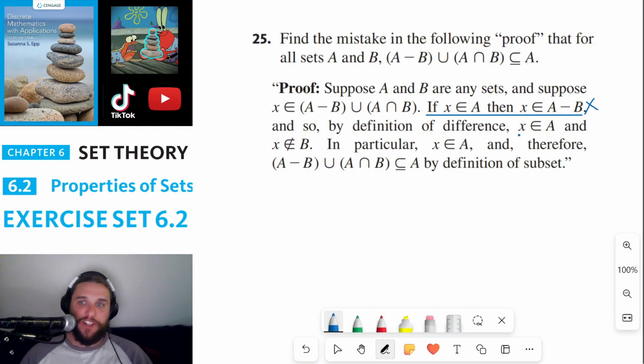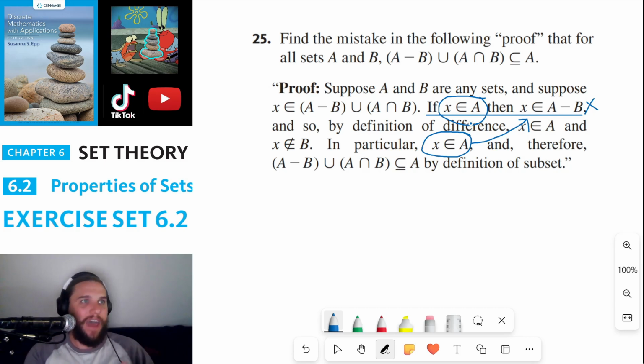Now, by the definition of difference, X is an element of A and X is not an element of B. In particular, X is an element of A. This would be concluded if X were an element of A minus B, but we've never justified why X is an element of A minus B. And this is not a justification, again, for two reasons. Number one, we never showed that X is an element of A. And number two, this is not what X is an element of A means.